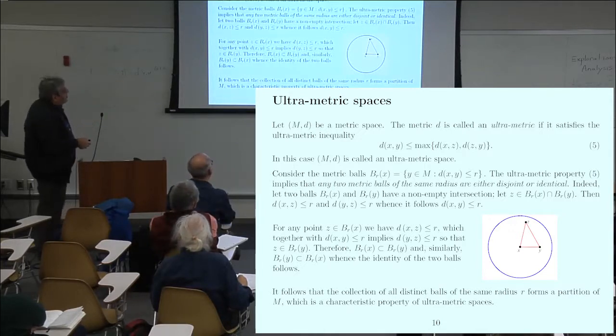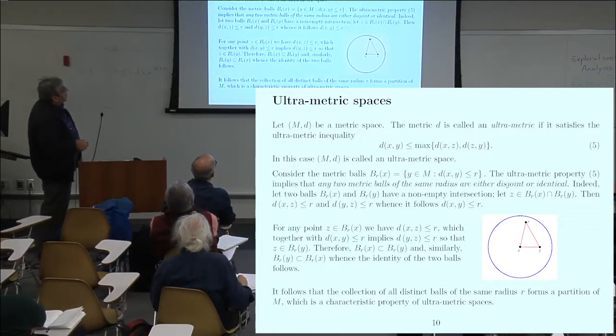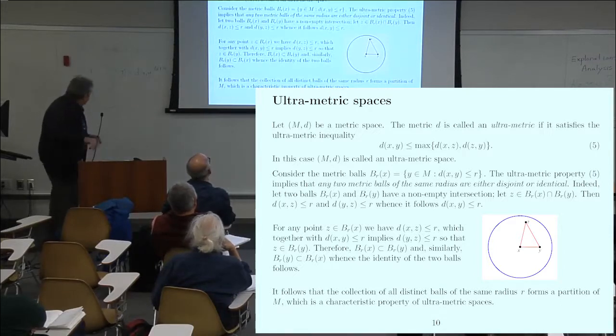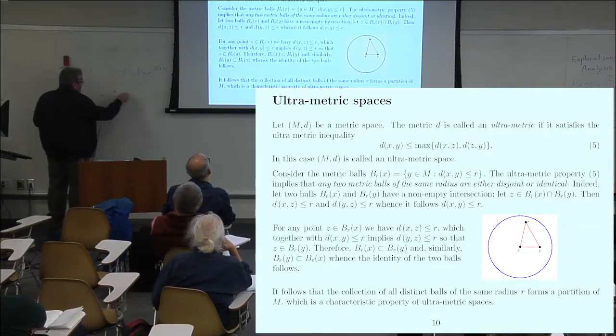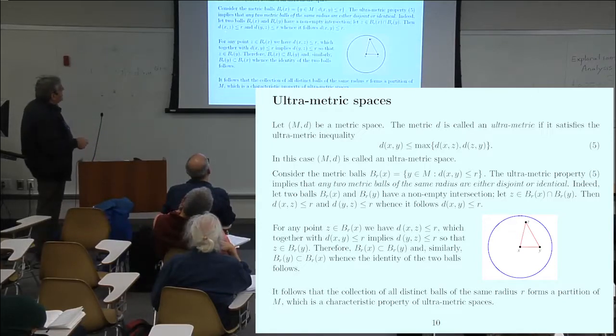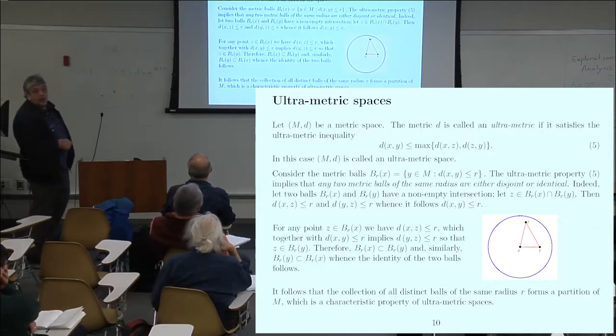The proof is very simple, but just to get used a little bit to this property, let us see it. So let us take two balls of the same radius, but with centers x and y. Assume that they have non-empty intersection. So a point z is common between these two. This is x, this is y. Then the distance between x and z is bounded by r, and the distance between z and y is bounded by r. Therefore, the distance between x and y is also bounded by r, by the max, right? Therefore, y has to be also inside this ball.